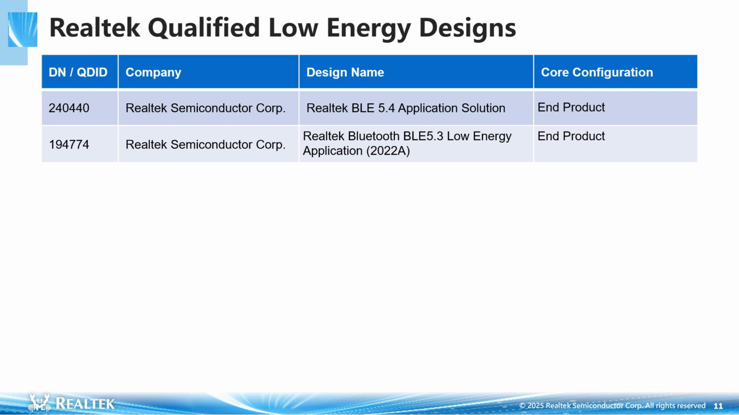For Bluetooth Low Energy 5.4 products, if your product is a Bluetooth LE 5.4 device and the supported Bluetooth protocols and services align with those declared in QDID 240440, it is advisable to use the Realtek BLE 5.4 application solution QDID 240440. Again, choose RF testing as necessary. No further modifications or tests are required, and you can proceed directly to listing.